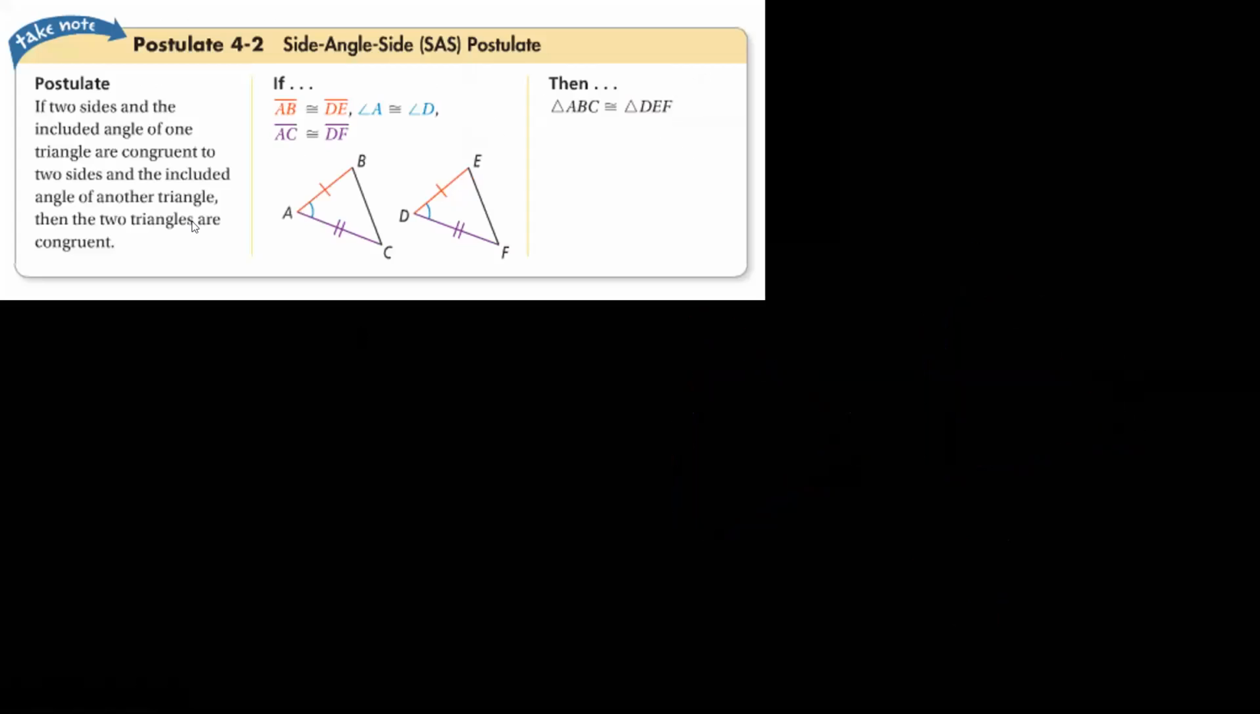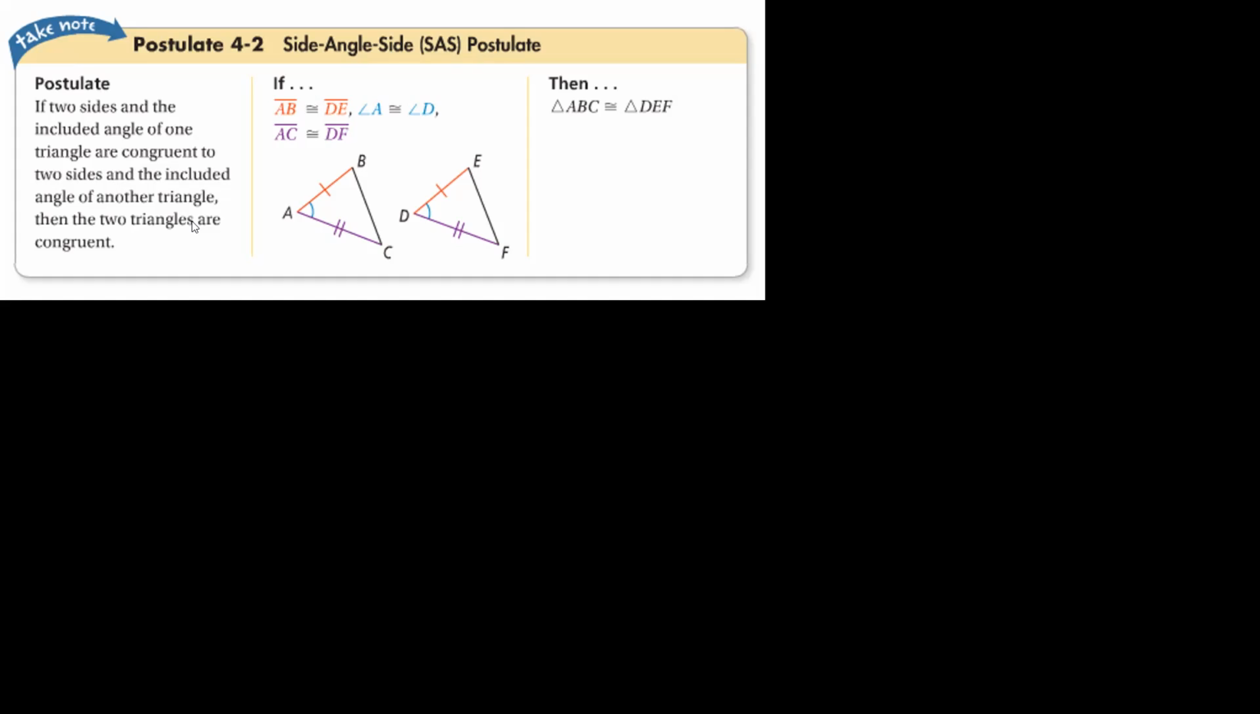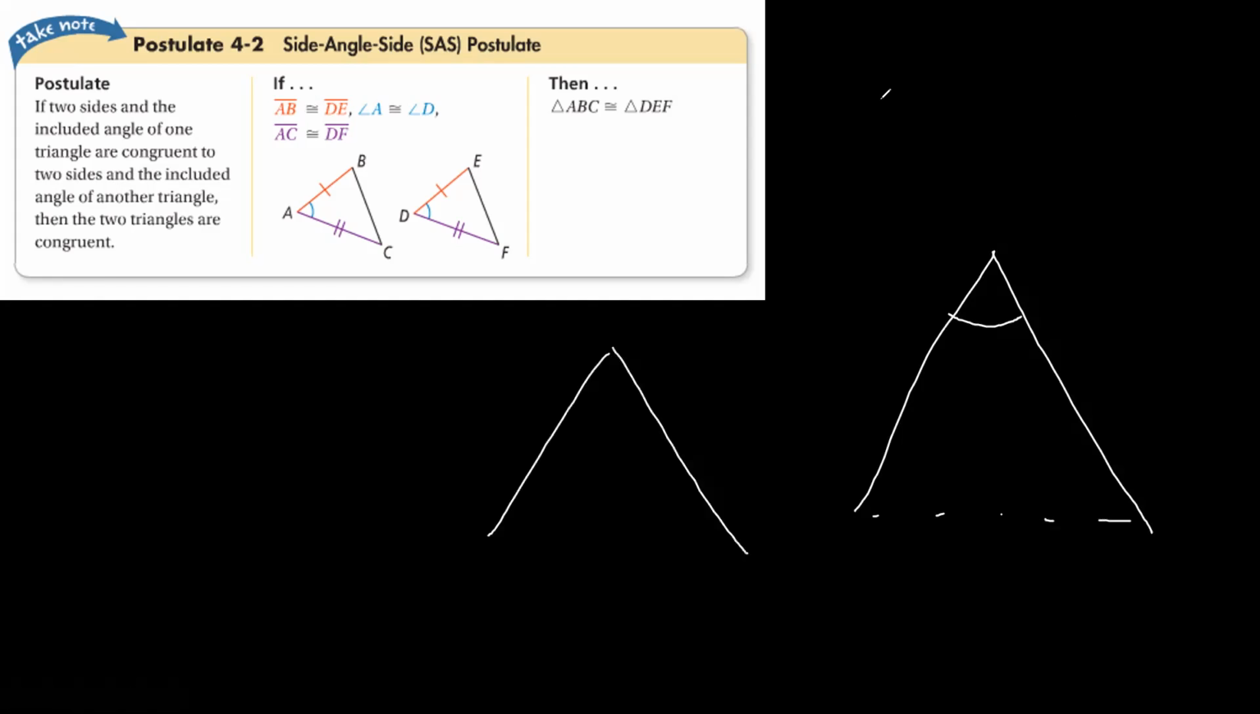So, my second postulate here, whose name is SAS, side angle side, tells me that if two sides and the included angle of one triangle are congruent to the two sides and the included angle of the other triangle, then I will say that these two triangles are congruent.